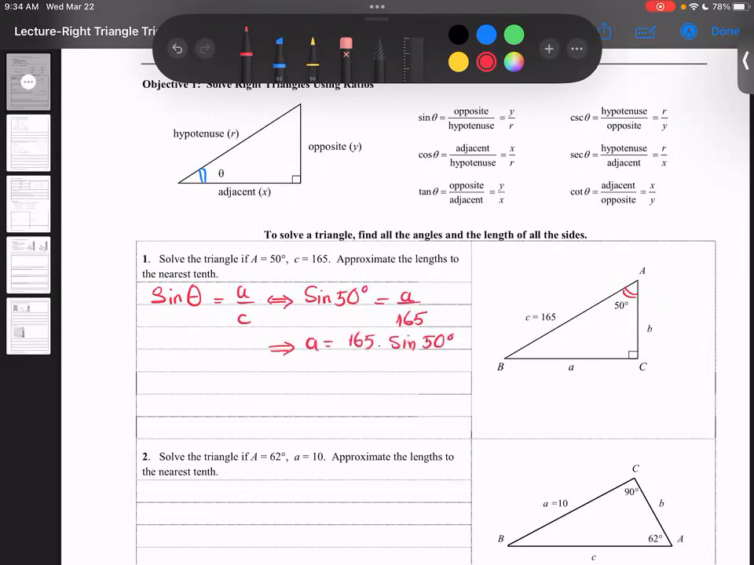I like to write it this way. Don't write this down, I don't like to write like this. Because what people do is they're very tempted to multiply the 50 with the 165, which is wrong, right? One of you did it on your log, I know. You tend to multiply them, which is wrong. You don't want to do that. So I like to put the number in front of the function so that you don't multiply them.